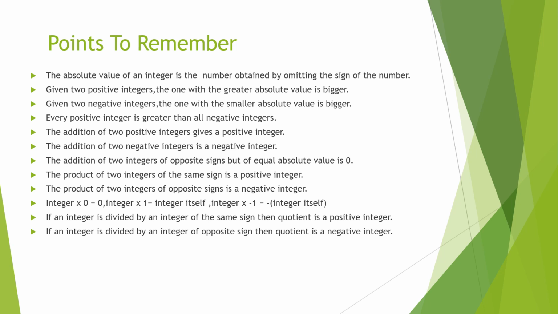If an integer is divided by an integer of the same sign, the quotient is a positive integer. If an integer is divided by an integer of opposite sign, then the quotient is a negative integer. So, if we are dividing any integer by an integer of opposite sign, then the quotient will be a negative integer.